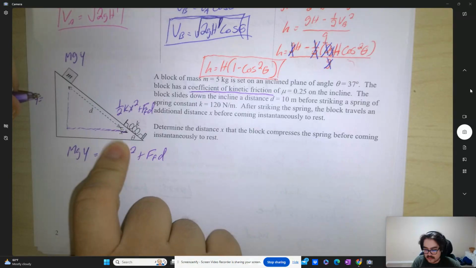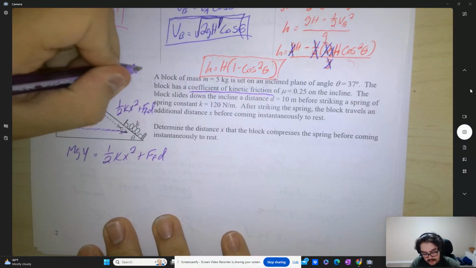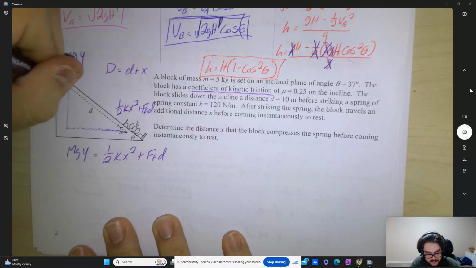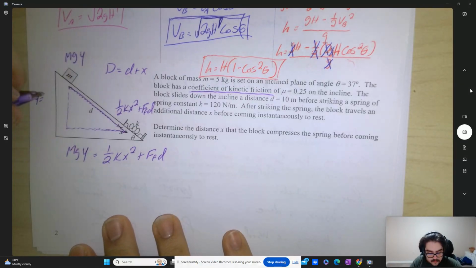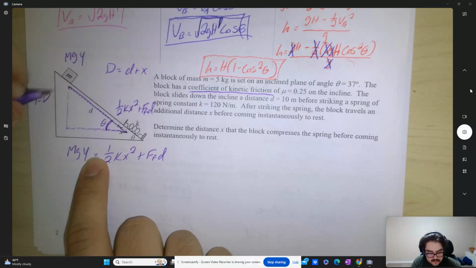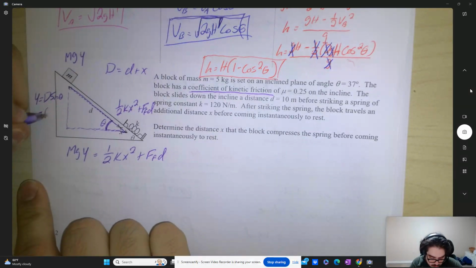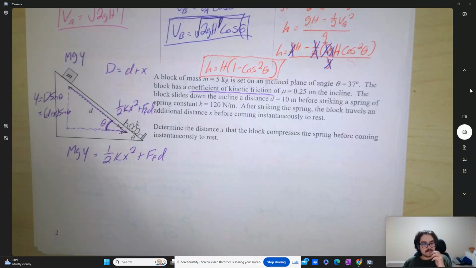I'm going to call this part right here capital D, which is going to be d plus x. So that whole length right here, I'm just going to call capital D, and then my angle is right here, theta. This is D sine theta, and really that's the same thing as saying (d plus x) sine theta. I'm writing really small here. I'm going to have to leave myself a lot of room because this problem is kind of lengthy.